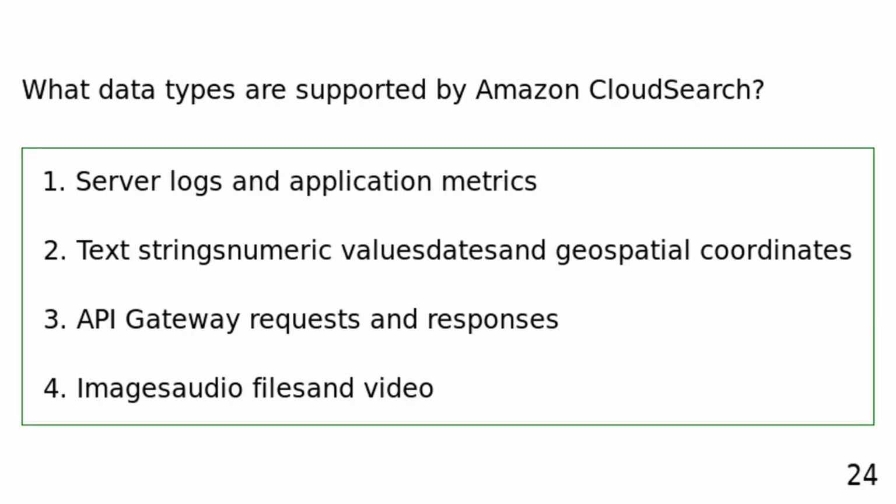What data types are supported by Amazon CloudSearch? Server logs and application metrics. Text strings, numeric values, dates and geospatial coordinates. API gateway requests and responses. Images, audio, files and video.